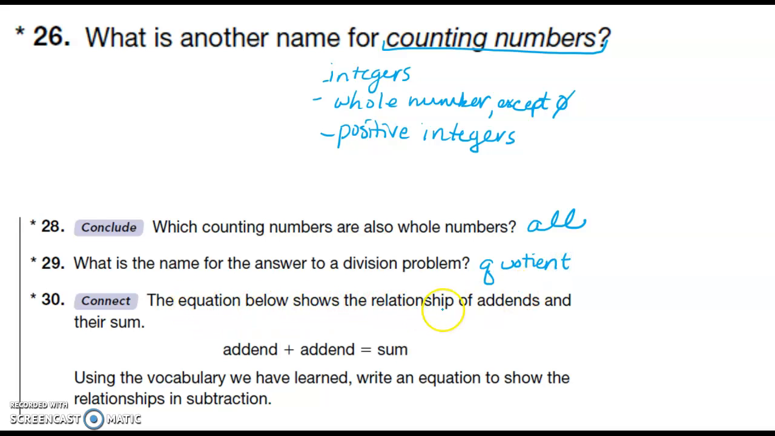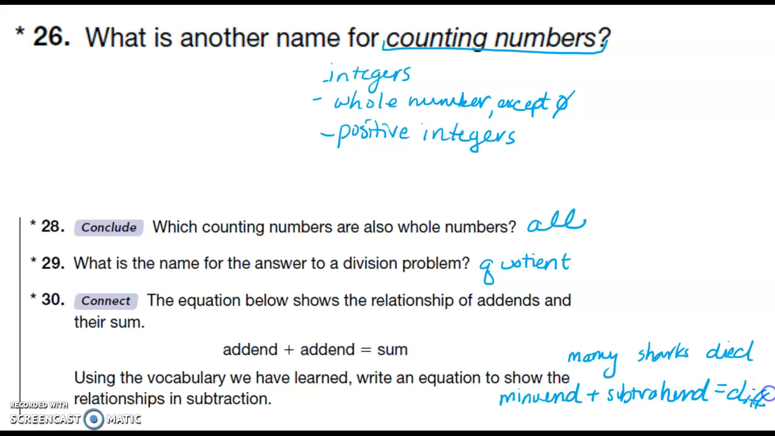The equation below shows the relationship of addends and their sum. So you have 2 addends equal a sum. Use the vocabulary we have learned to show the relationships in subtraction. Now, I remember many sharks died. So I have minuend plus subtrahend is equal to difference. We're out of space. Okay.